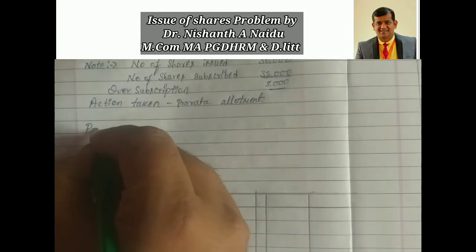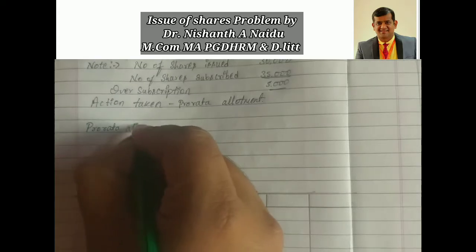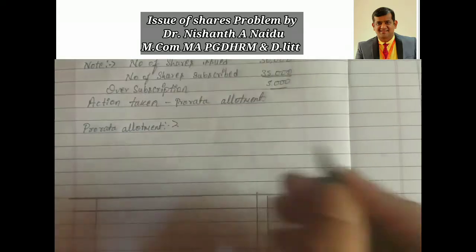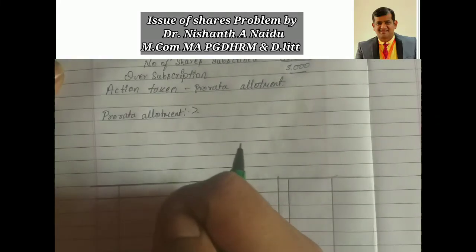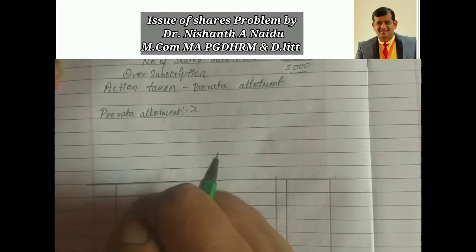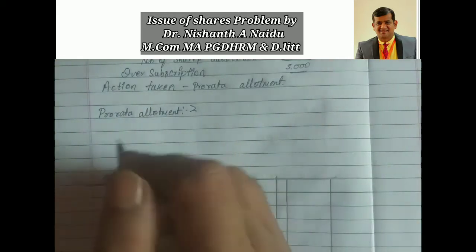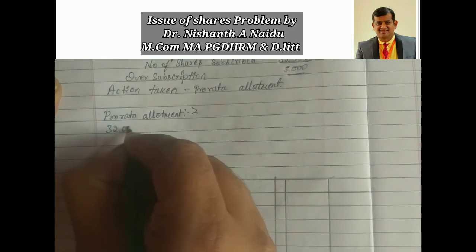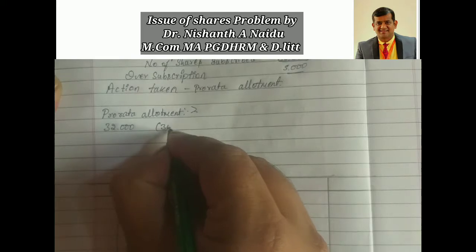Write the heading pro rata allotment. Now, the public has applied for how many shares? 35,000 shares, correct? So we are rejecting how many? 3,000. So how many are we keeping? 32,000, correct? We are keeping 32,000 shares. Clear?